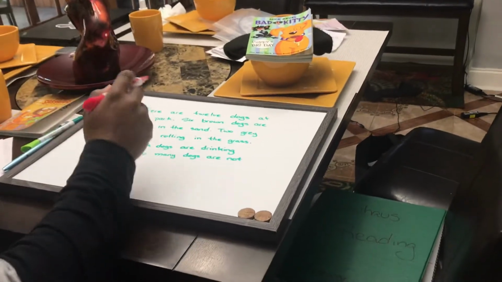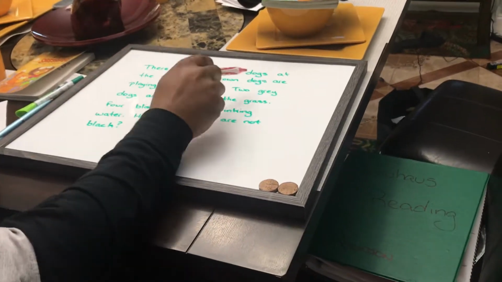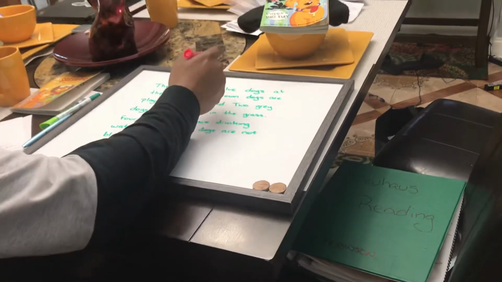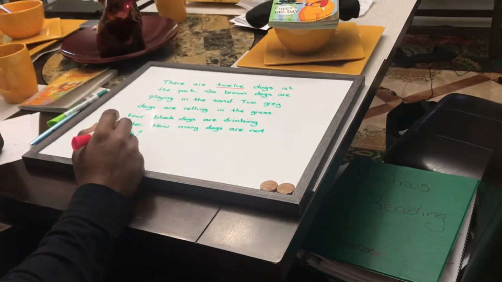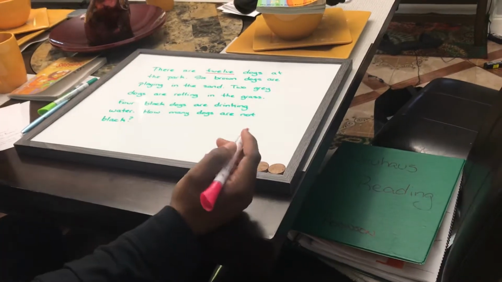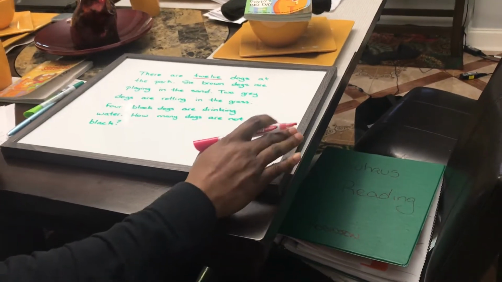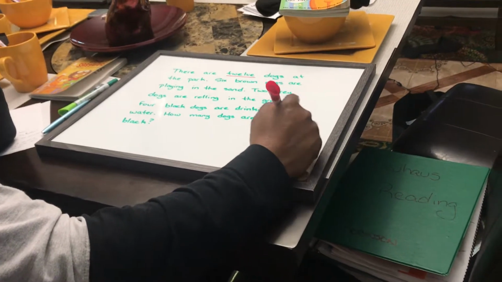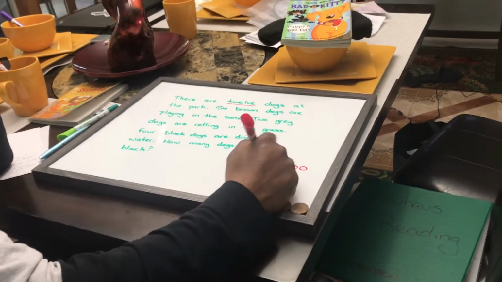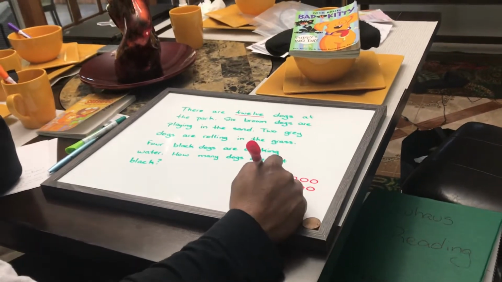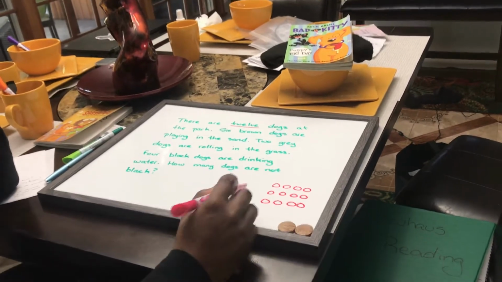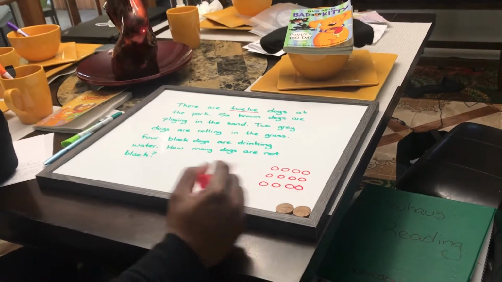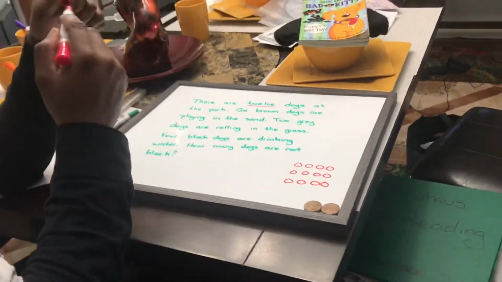So let's go back and reread this again. It says there are 12 dogs at the park. So when we think about it, how many dogs are at the park? 12, you guessed it. So I'm going to underline that word 12. This is going to be my pictorial way to solve it. So we have 12 dogs, and I'm going to line them up in groups of 4. When we count, we can count by twos: 2, 4, 6, 8, 10, 12. So we have a total of 12 dogs, right?